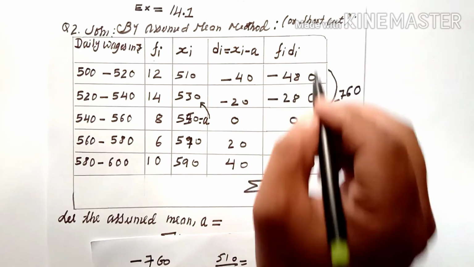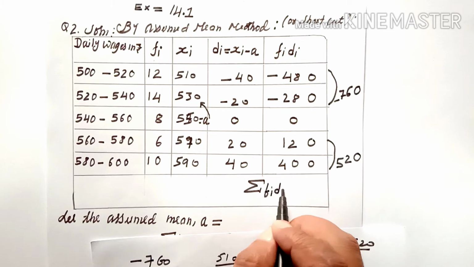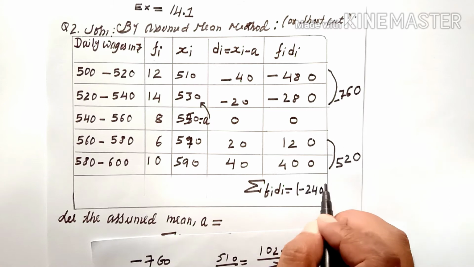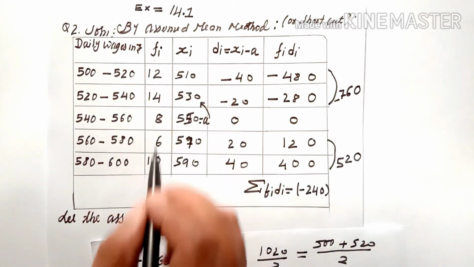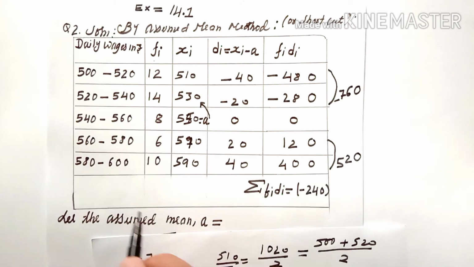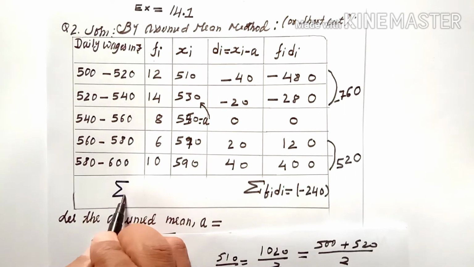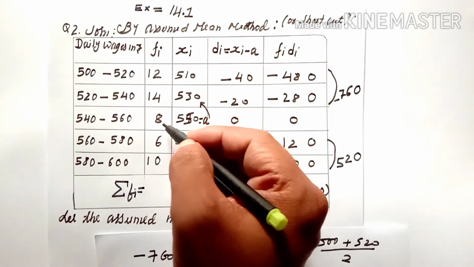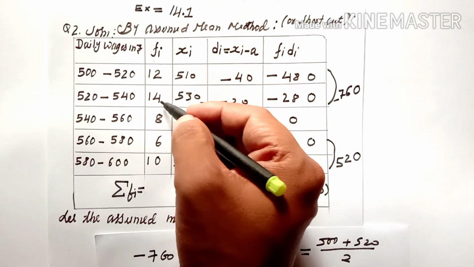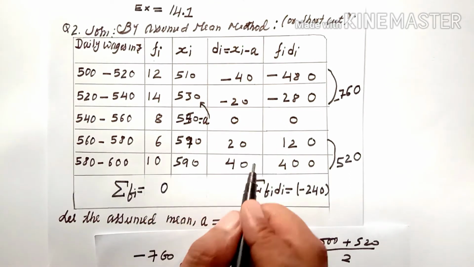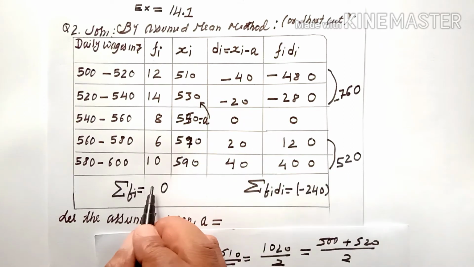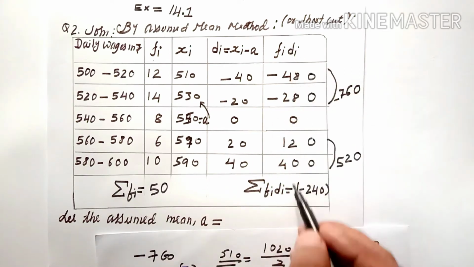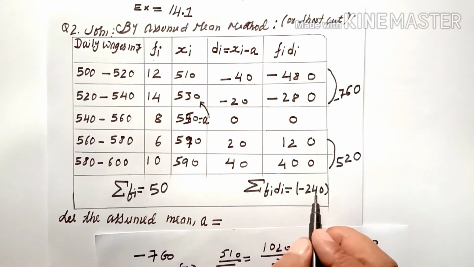After that, take this symbol f i d i, equals to, I've got here negative 240. Similarly, get the value of this one, that is the sum of all these values. Now take the symbol sigma. After that, see the f i equals to. So now 8 plus this will be 10, 14 plus 6 equals 20, 2 in hand, 1, 2, 3 plus 2, which equals 5. That is how the sum of all these values is 50. Likewise, the sum of all these values we have got here is minus 240.